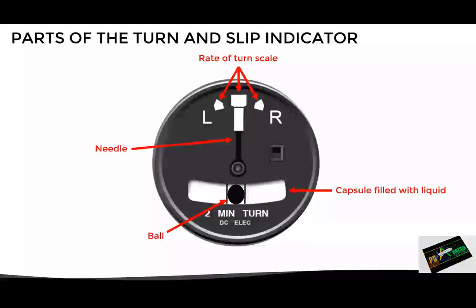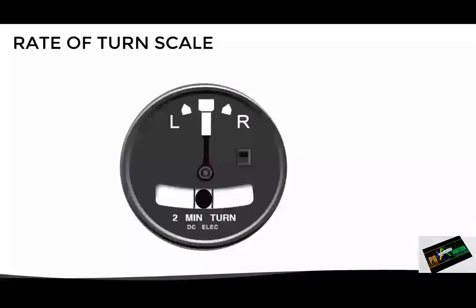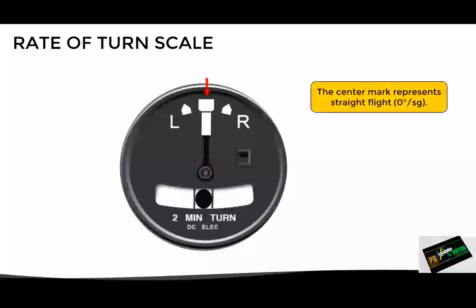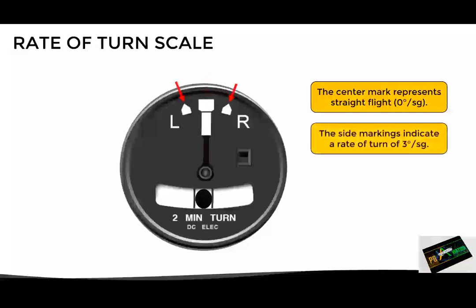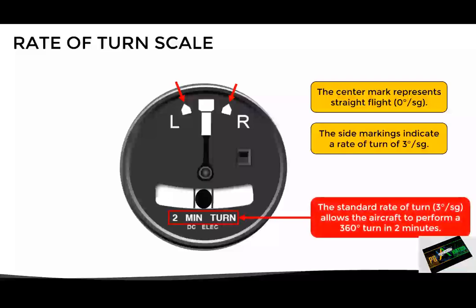Let's take a closer look at the rate of turn scale and how to interpret it. Here, the center mark represents straight flight, or in other words, a rate of turn of 0 degrees per second. On the other hand, the side markings represent a rate of turn of 3 degrees per second, which in aviation corresponds to the standard rate of turn. It is mainly used in instrument flight procedures, as well as in many maneuvers. This standard rate of turn allows the aircraft to make a 360-degree turn in 2 minutes, which is specified on the instrument as we can see.